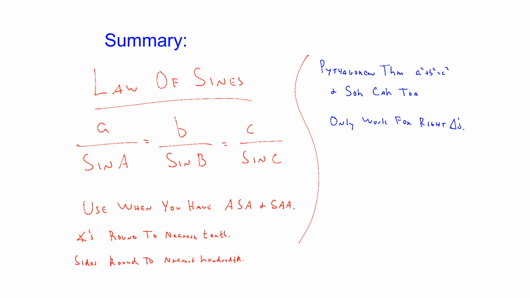Obviously we did law of sines. There's your formula that we have used when you have angle, side, angle, and side, angle, angle. Also remember angles are rounded to the nearest tenth and sides are rounded to the nearest hundredth. And then on the other side here I put Pythagorean theorem and SOHCAHTOA, or our trig ratios that we had learned, only work for right triangles. So that's not something we are getting rid of, but we can only use it when we're dealing with right triangles, like we did on that last example there.